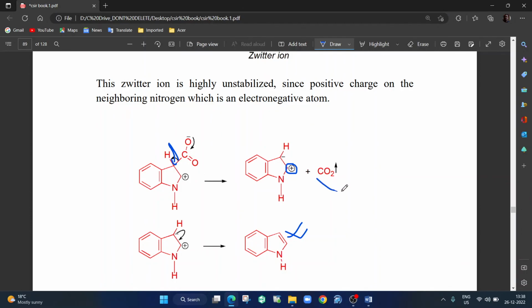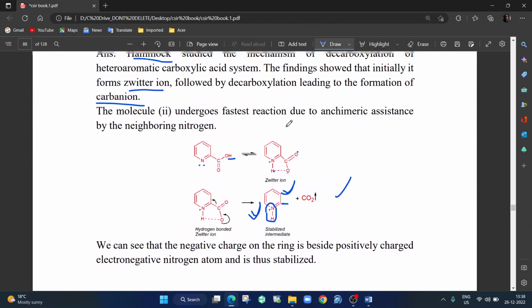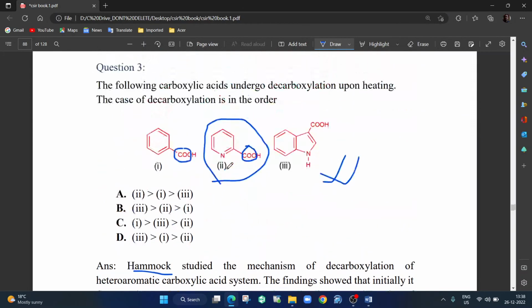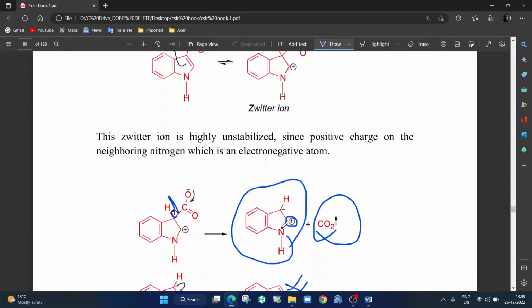So this decarboxylation will be toughest, because in the previous case we got a negative charge next to nitrogen with a positive charge, whereas here we are getting a positive charge next to electronegative nitrogen, so it is unstable. So this will be least reactive, this will be slowest, whereas B will be fastest. So the most active will be the second one, so this is the answer, and the third will be slowest and the first one is in the middle, right? Moving on to the next question.